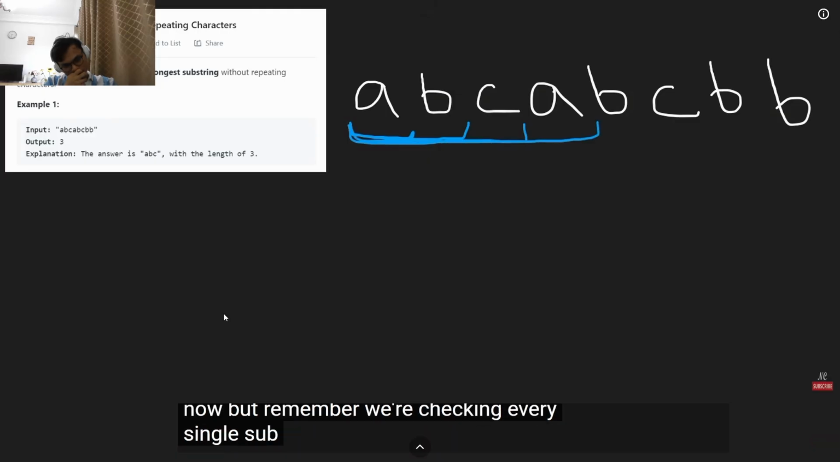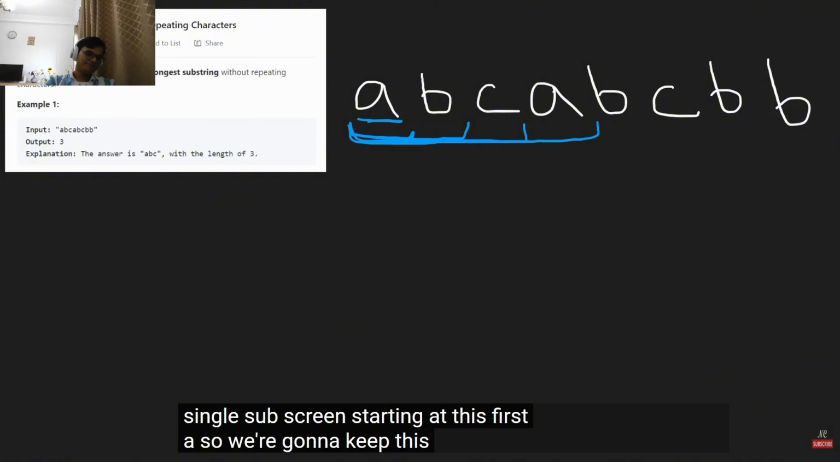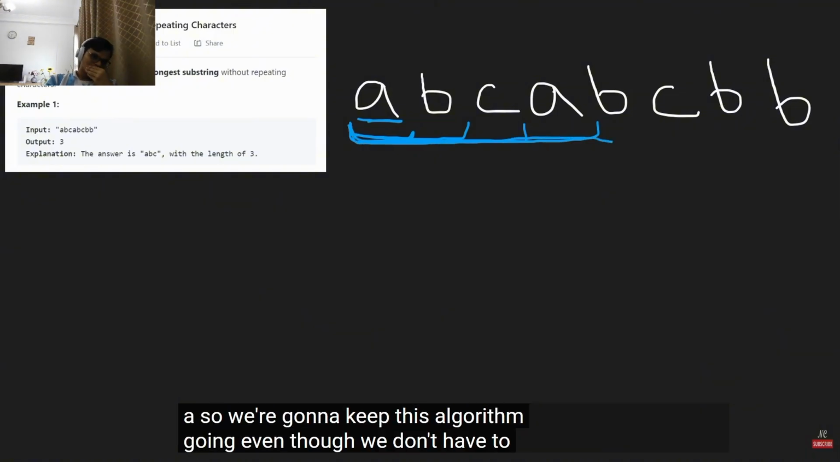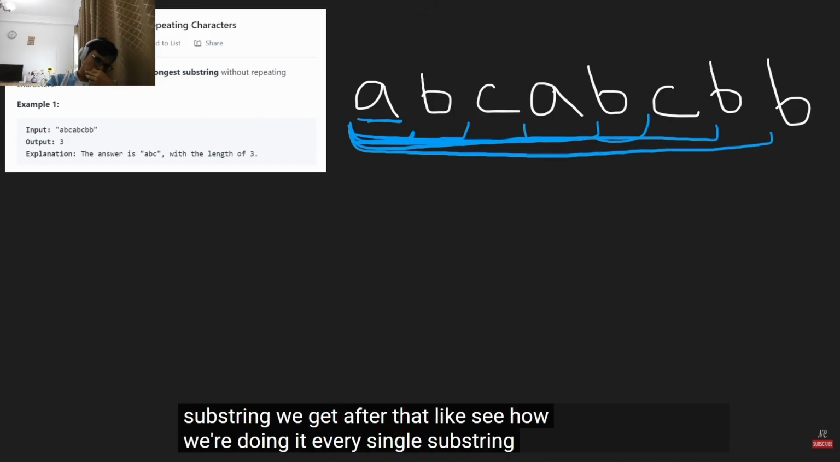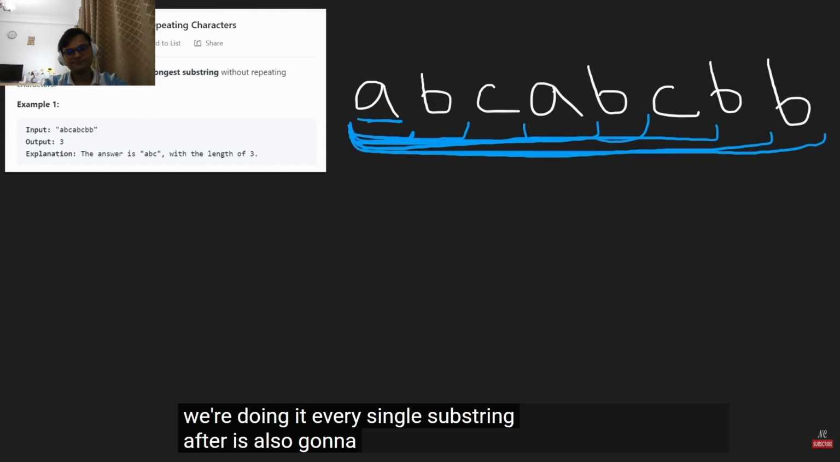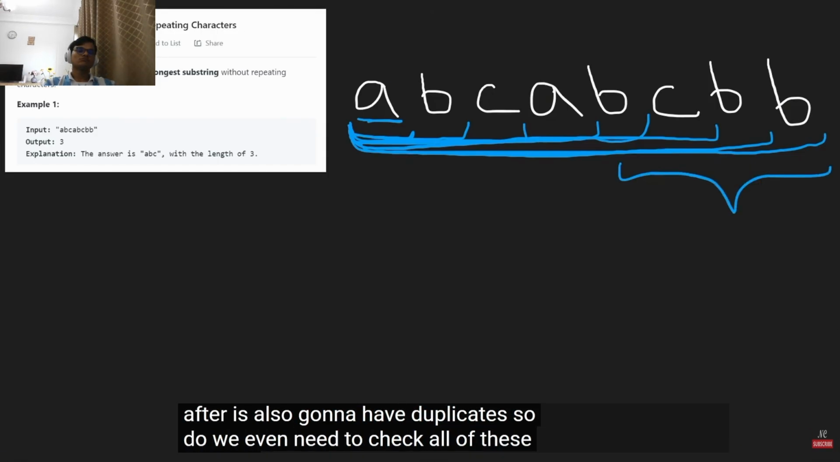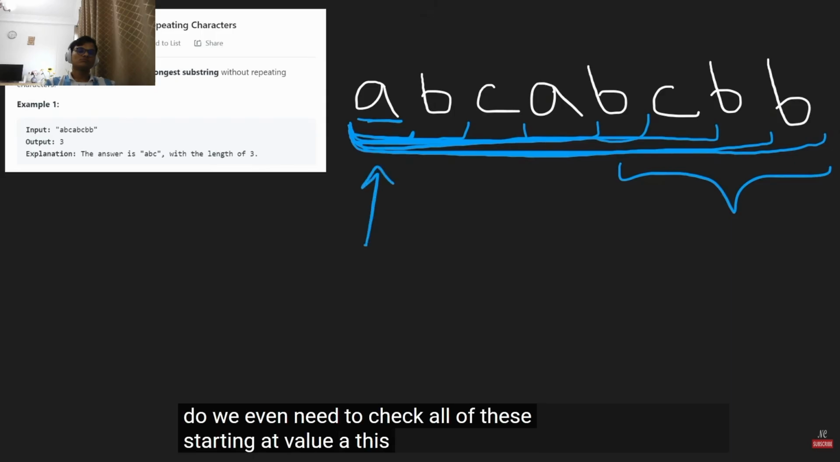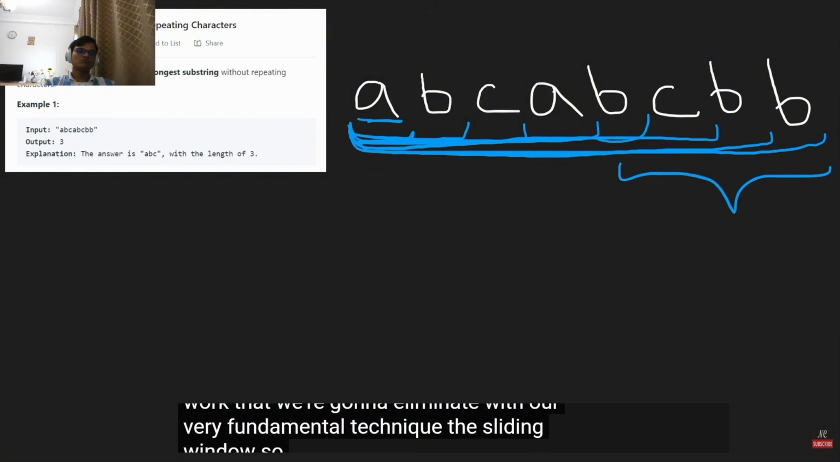And then we get to the single substring starting at this first A. So we're going to keep this algorithm going even though we don't have to. Every single substring after is also going to have duplicates. So do we even need to check all of these starting at value A? This is the repeated work that we're going to eliminate with our very fundamental technique, the sliding window.